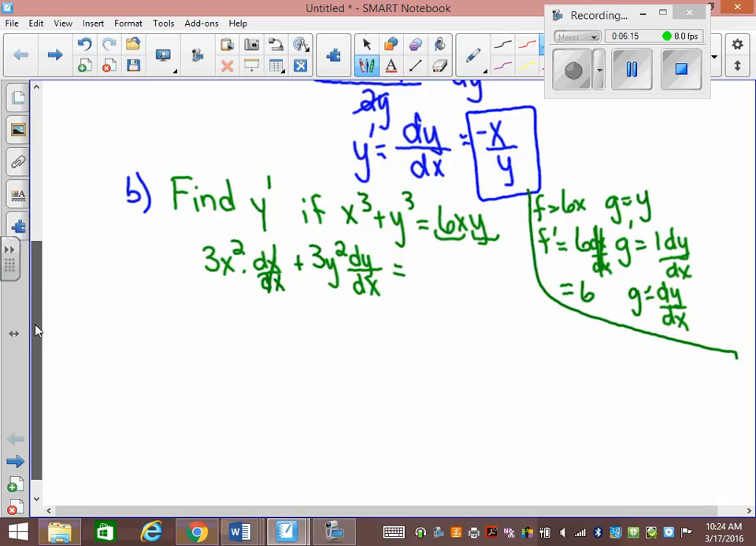So when we do product rule, we get fg prime plus gf prime, right? But we like doing gf prime plus fg prime just because it's closer to the quotient rule. So g, dy over dx. g, not g prime, geez Louise, g, which is y, times f prime, which is 6, plus f, which is 6x, times g prime, which is dy over dx.